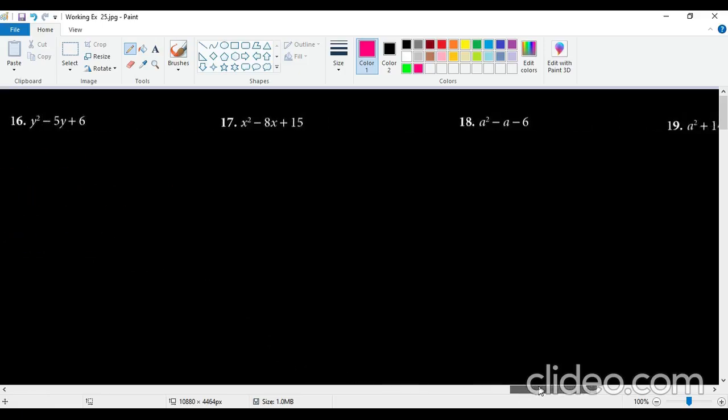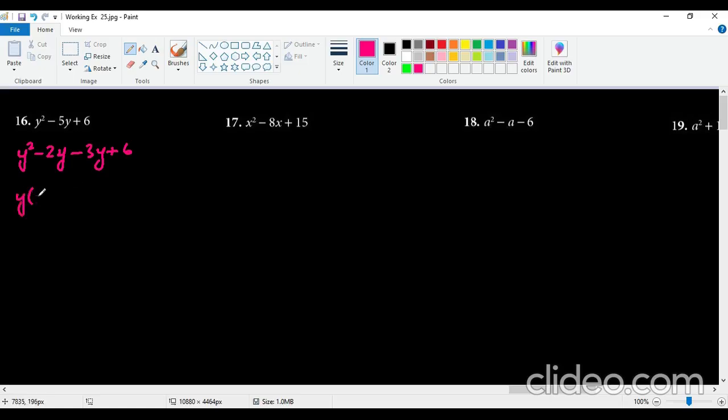When it comes to question number 16, I can see 2 times 3 is 6, and y square minus 2y and minus 3y is going to give us a minus 5, and plus 6 we write like this. Y is common in the first two, copy down y minus 2 and minus 3, and y minus 3. So y minus 2 and y minus 3 are going to be the answer.